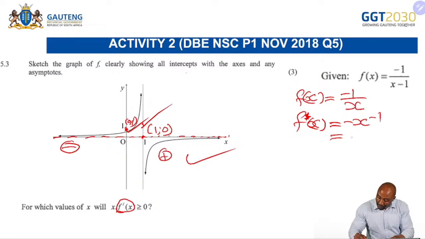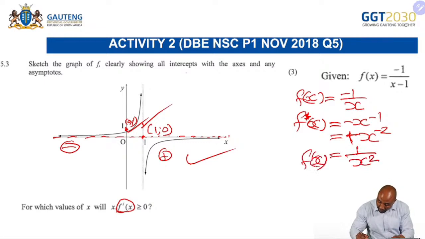This will give us a positive x to the power negative 2, which is the same as saying 1 over x squared. So this is f dash of x. And we know that for all x values, 1 over x squared will always be positive. In this case, it means our f dash, the derivative of this, is positive there. So we are looking at x being positive, the derivative will also be positive. You are multiplying a positive and a positive, the answer will always be positive.